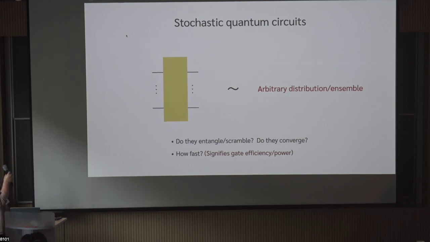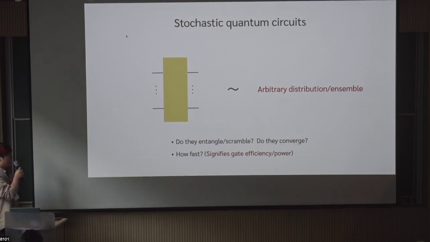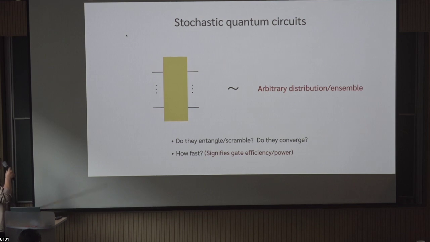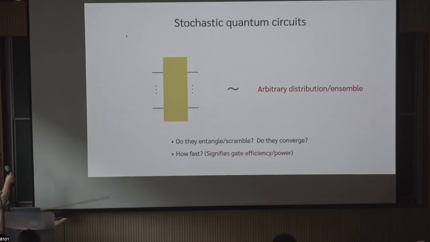Then the fundamental questions are the following. First of all, do they even entangle or scramble, or do they converge? And if they do, how fast? Later we'll explain more why it gives us insights about the gate efficiency and power. But very intuitively, it describes how fast this ensemble can help you explore the unitary group or the state space.